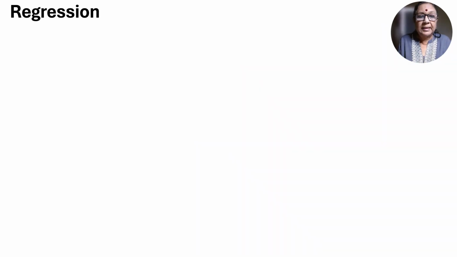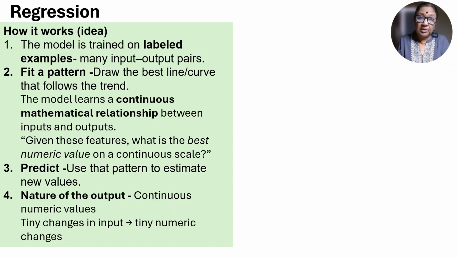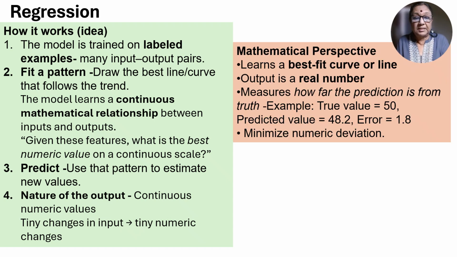Okay, and then regression, how does it work? The model is trained on labeled examples. Many input and output pairs will be there, and you fit a pattern to these input-output pairs, and it will learn a continuous mathematical relationship between the input and output. Given these features, what is the best numerical value I can find? Use that pattern to estimate new values. Here the answer has to be a continuous numerical value.